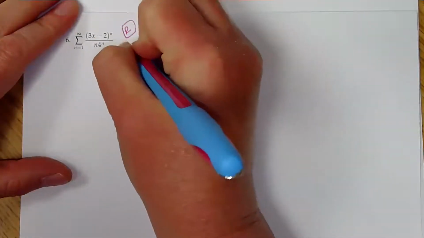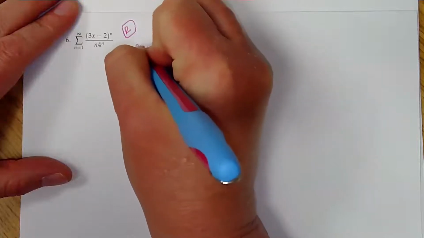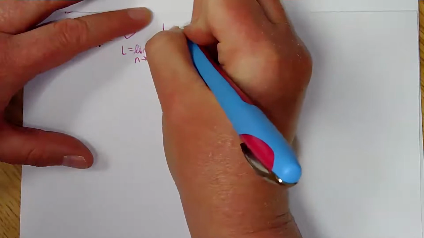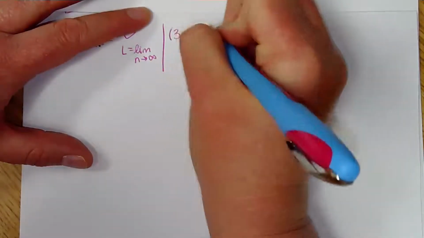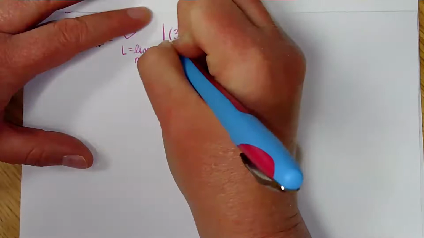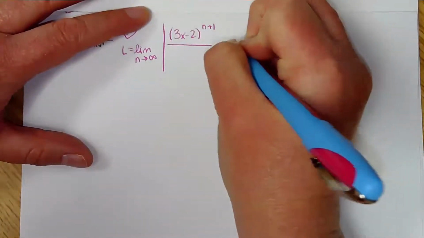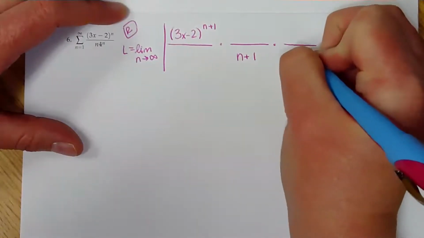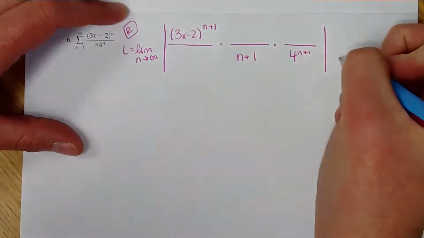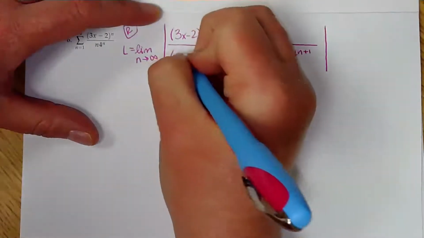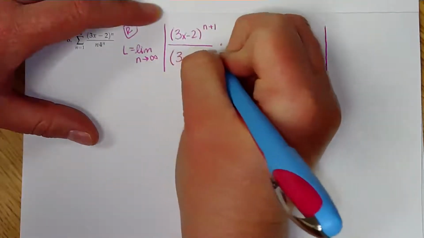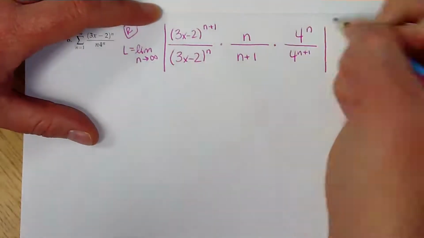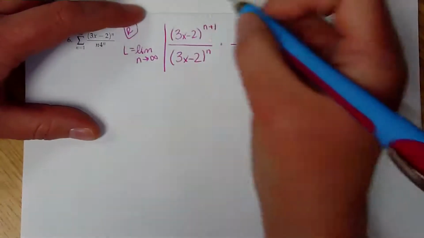So L equals the limit as n goes to infinity of the absolute value. We have the n plus 1 term, so 3x minus 2 all raised to the n plus 1. We have an n plus 1 in the denominator and a 4 to the n plus 1. And then we're going to divide by the n term. So I have 3x minus 2 raised to the n. I have an n and I have a 4 to the n. Then we'll start simplifying here.